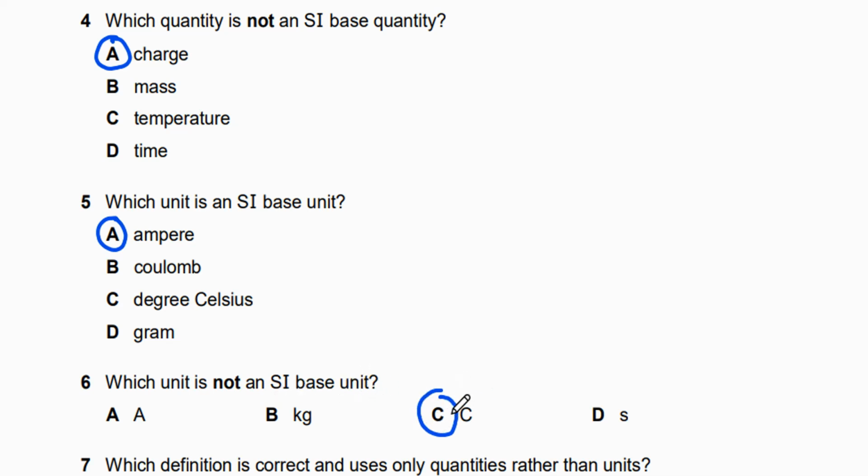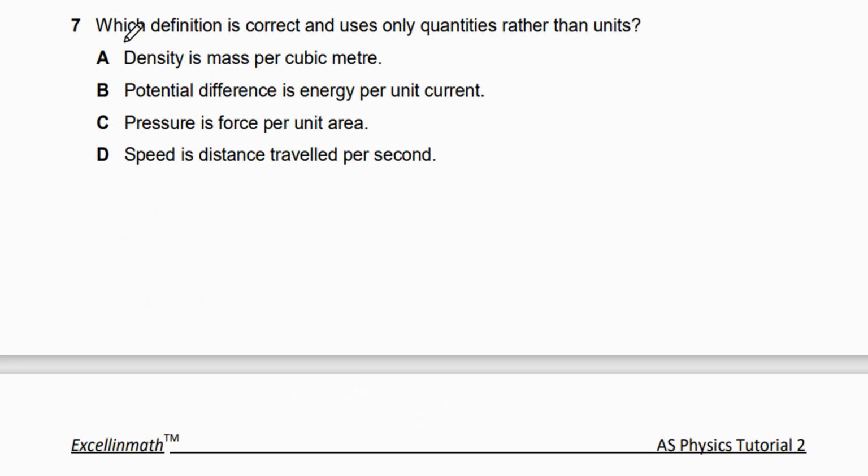So here the answer is C. Let's look at question 7. It says, which definition is correct and uses only quantities rather than units? Let's look at A. It says density is mass per cubic meter.